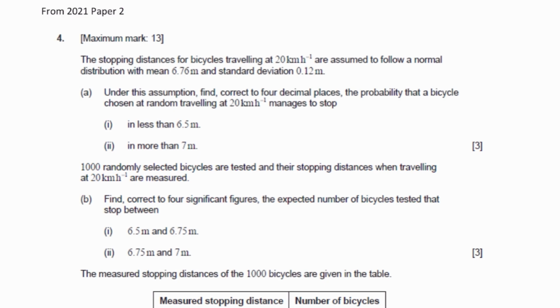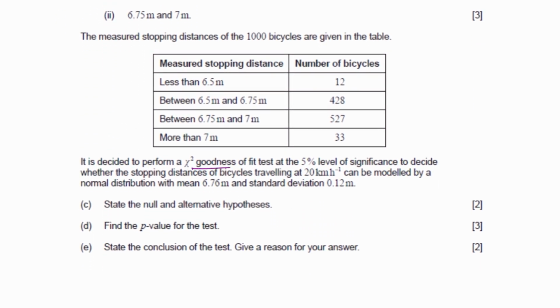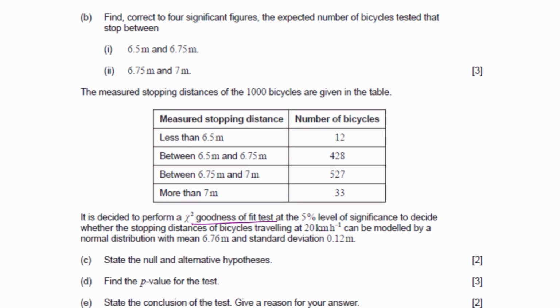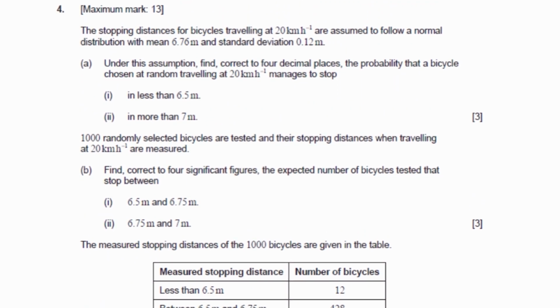At the beginning, it is a normal distribution problem, so we're going to get a chance to go over normal distribution. And then it goes into a chi-square goodness of fit test type question. So first, let's go ahead and work with the beginning, which is going to involve us reviewing how to put this into our calculator for normal distribution problems.